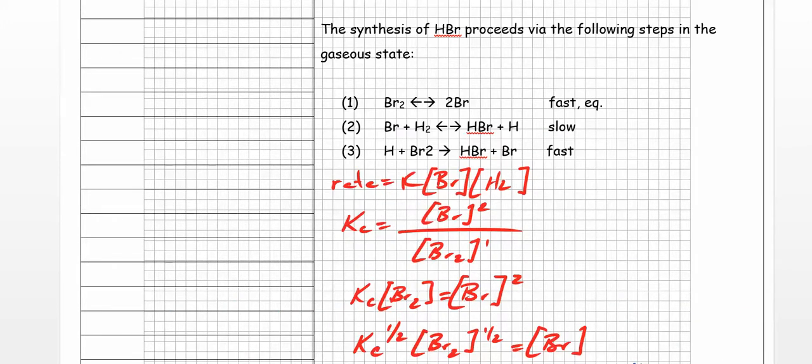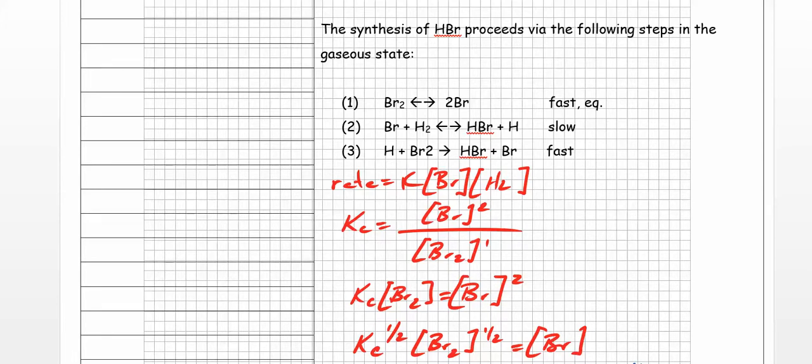All right, let's go ahead and get started with this last problem. It says the synthesis of HBr proceeds via the following steps in the gaseous state. So it is obviously a three-step process. In the first one, we have Br2 in equilibrium with 2Br. That's a fast equilibrium step. The second step is the slow step. We have Br plus H2 in equilibrium with HBr plus H. And then we have hydrogen plus Br2 becoming, in a fast step, HBr and Br. All right? So how do we do this?